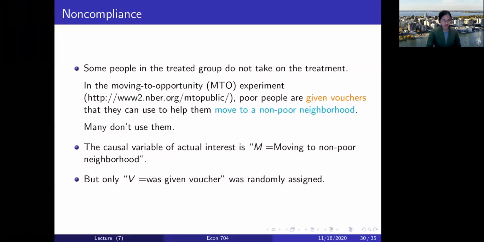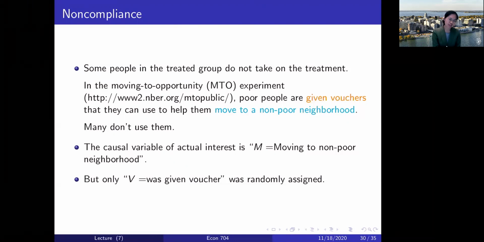Now let's briefly talk about non-compliance, which is an important threat for the internal validity of randomized controlled trials. And luckily, we do have some ways to deal with it. We'll talk about that later. So what's non-compliance? Non-compliance means some people in the treated group do not take on the treatment. They are in the treated group. We want them to be treated, but they may not take the treatment. That's very common actually in RCT.